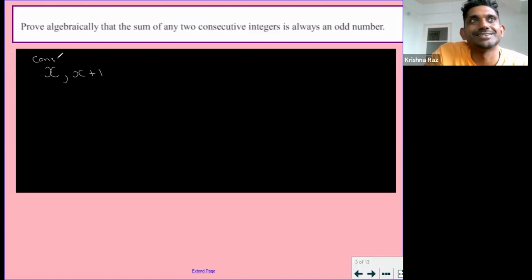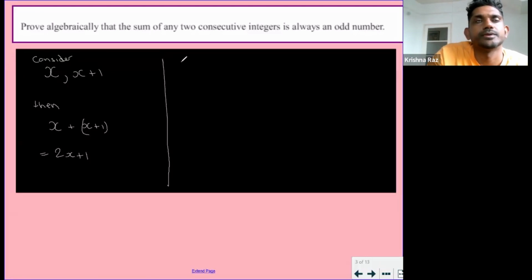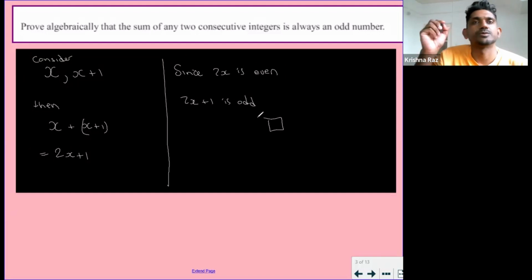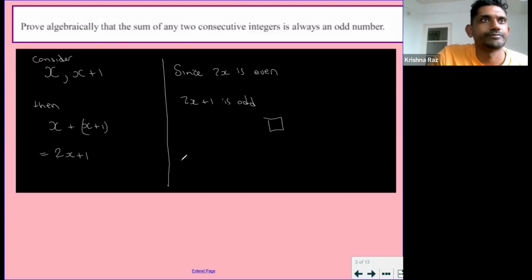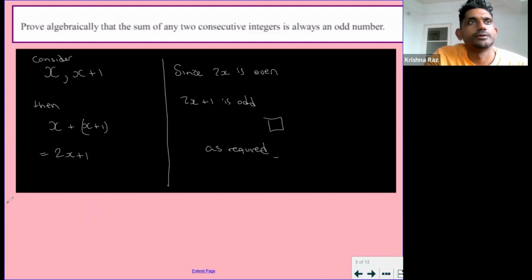So if we consider x and x plus 1, then the sum is 2x plus 1. Since 2x is even, 2x plus 1 is odd. Job done. That's what the square means. Job done completely. If you're not that gangster, you can write "as required". So, next.